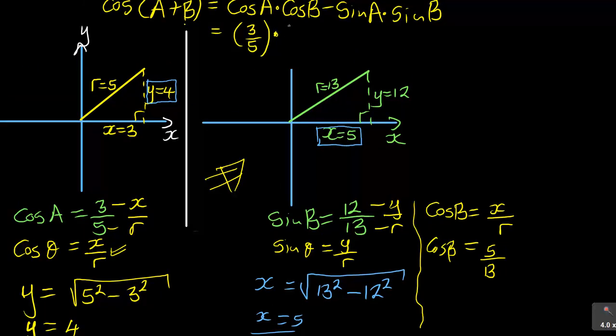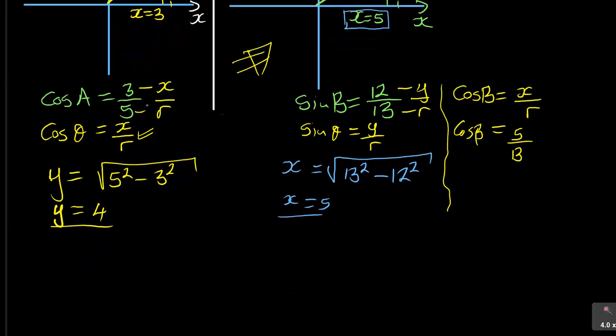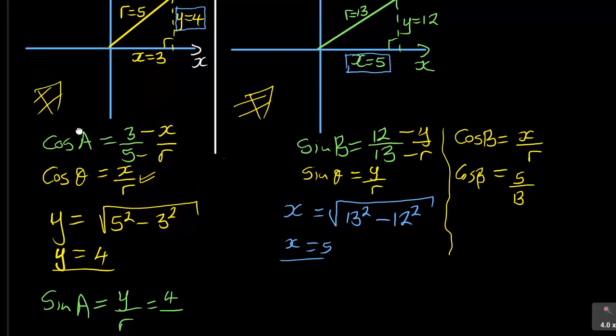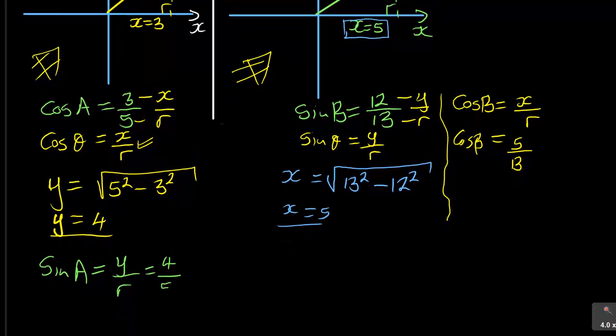So there I have 5 over 13 minus sin A. I don't have sin A, but I can use this diagram here to find sin A. And how do I find sin A? Sin A, remember, sin is y over r, which is equal to, I did find my y, which is 4, over, and then the r part, we said here the r was equal to 5. So it's 4 over 5.